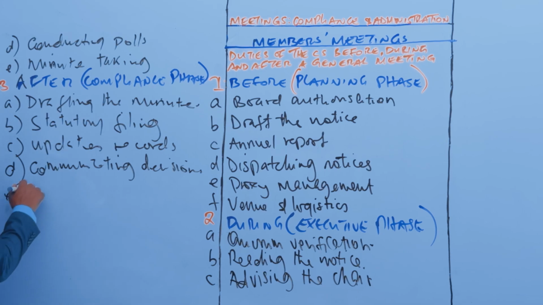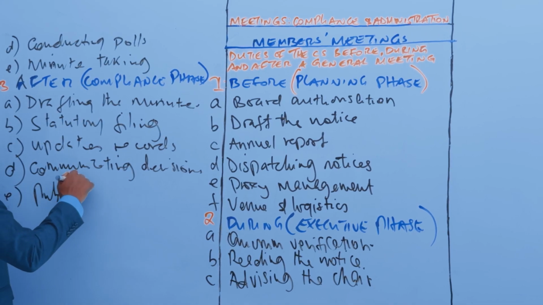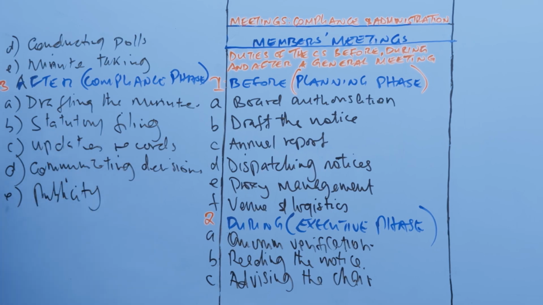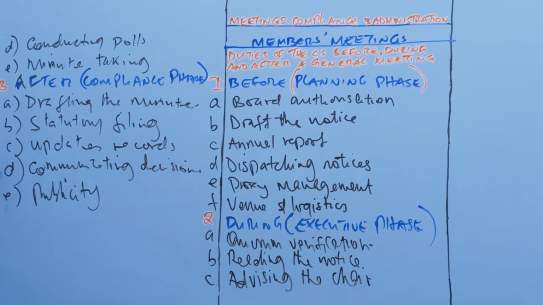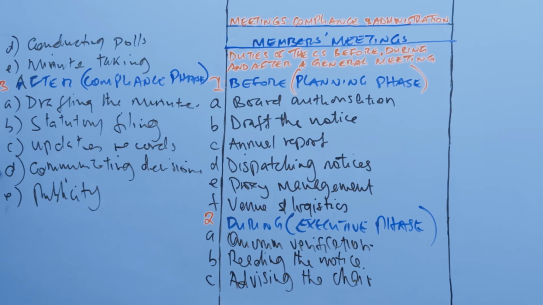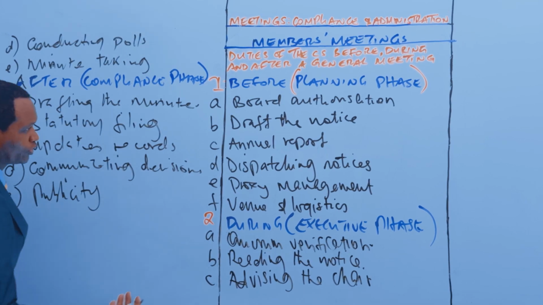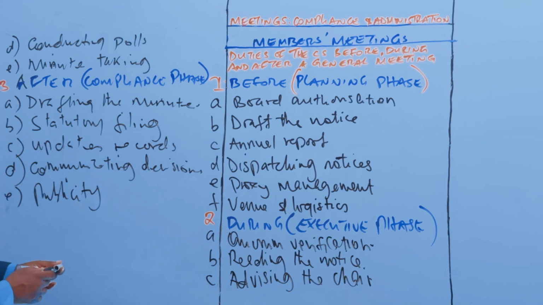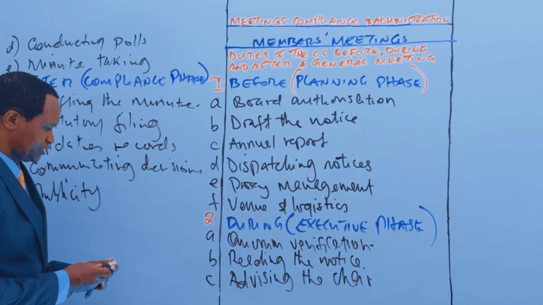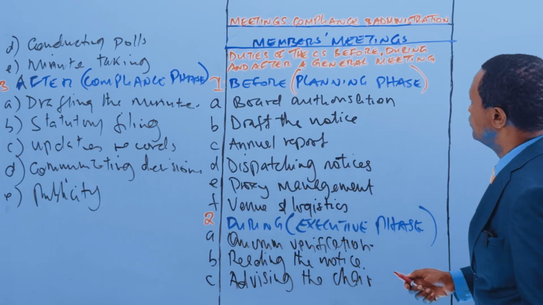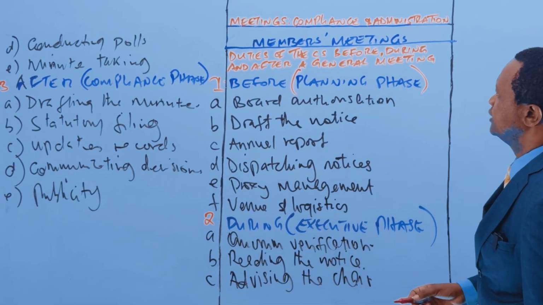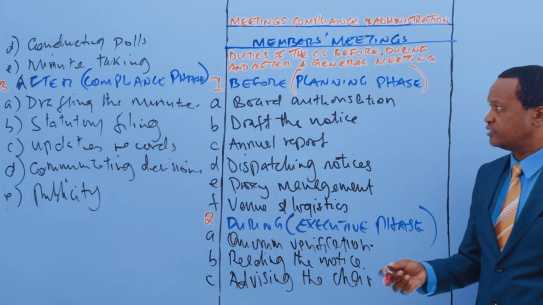Then lastly, we have publicity. There's another duty related to publicity. This is for listed companies, where the company secretary is to ensure that the results of the meeting are uploaded to the website or communicated to the stock exchange. So these are the duties of the company secretary before, during, and after a general meeting.